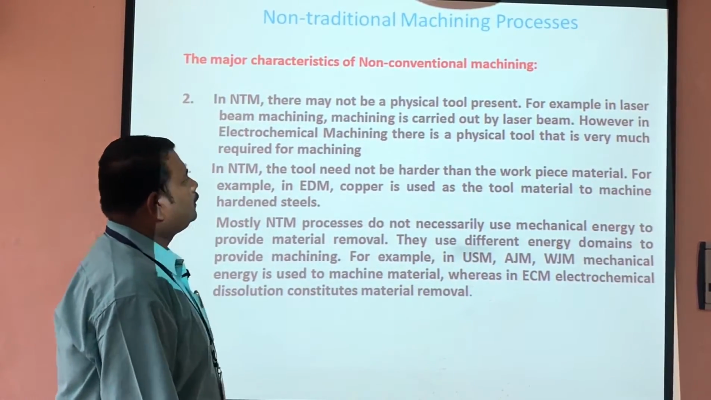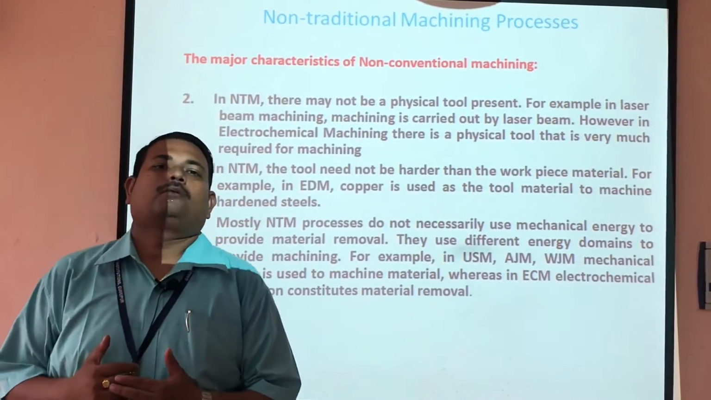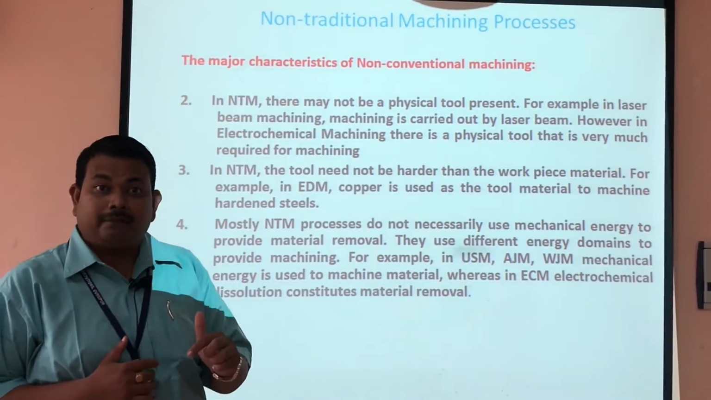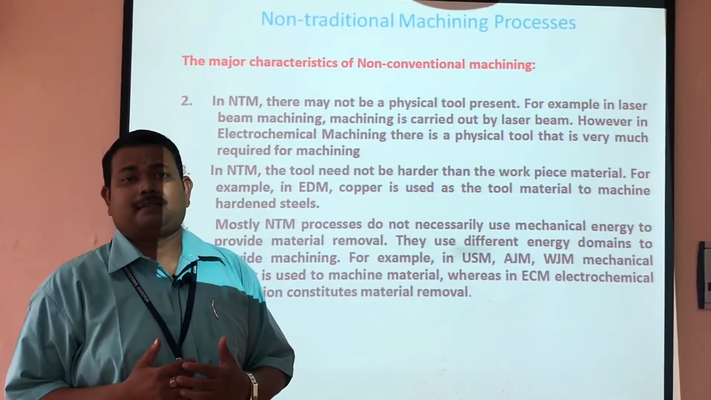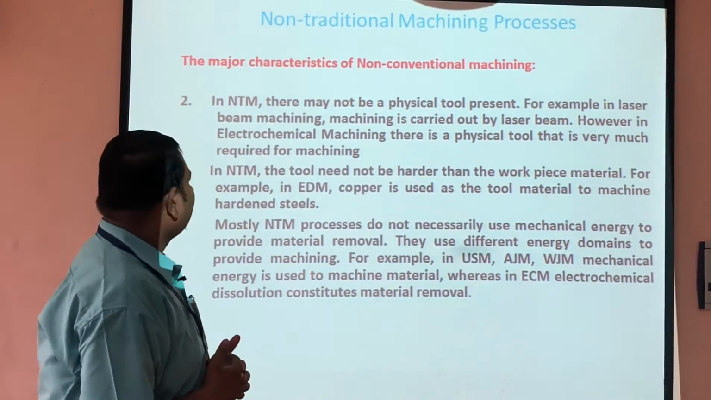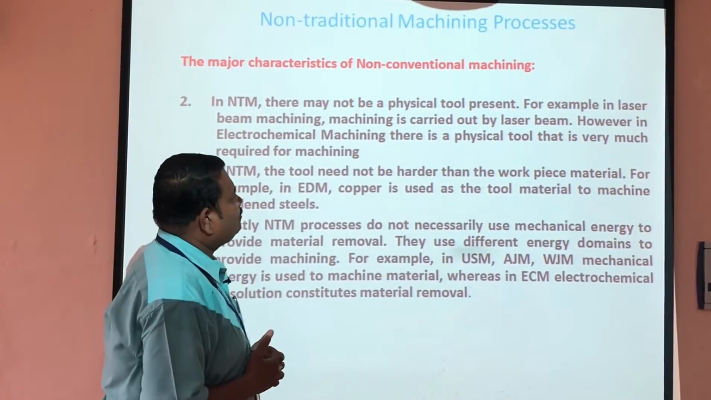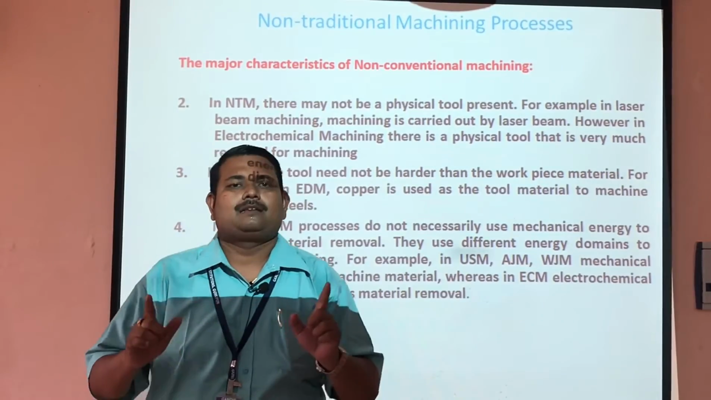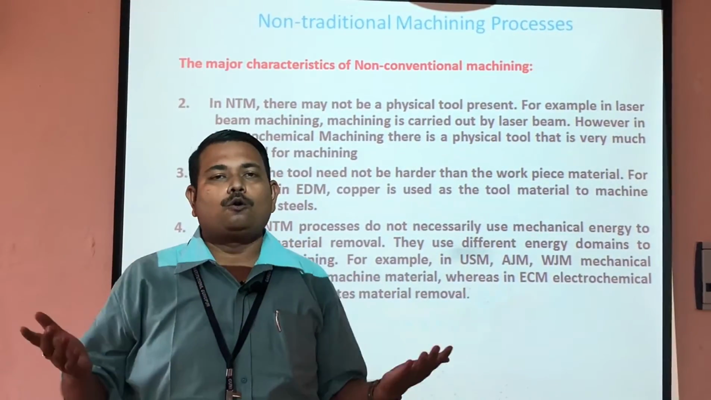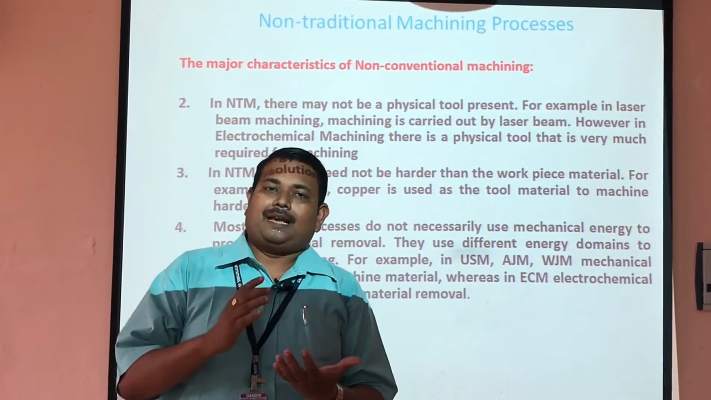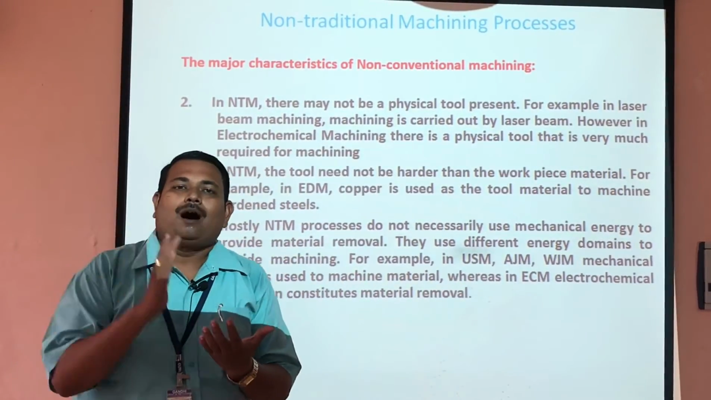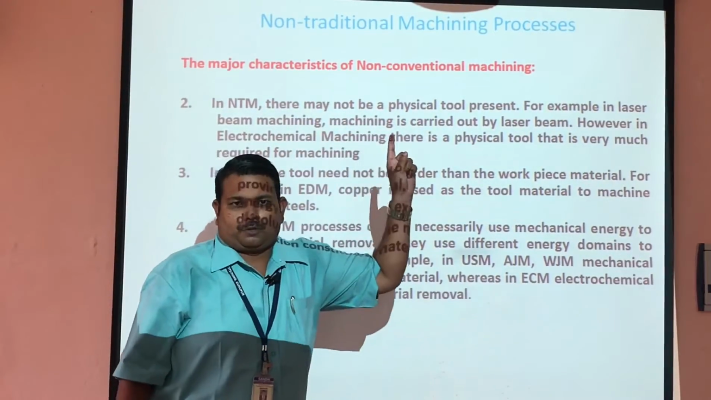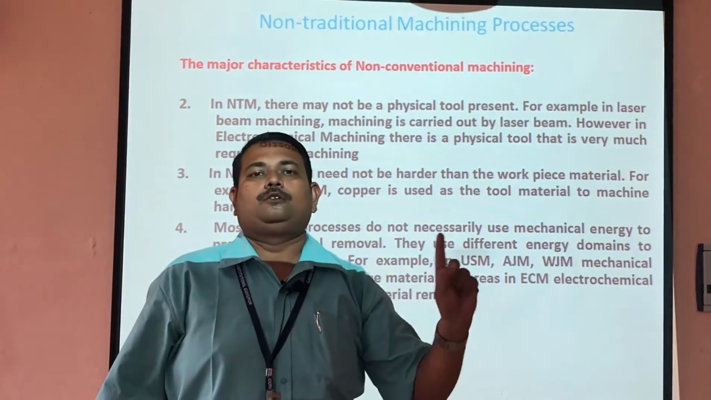Then second topic, we will discuss why we require non-conventional machining process, or non-traditional machining process, if there is a conventional machining process existing. So the first point is, in case of your non-traditional machining process, there should not be a physical tool present. As there is no physical tool present, there will be no tool wear. So we cannot always change the tool one after another. That is the main advantage of a non-traditional machining process where there is no physical tool present.